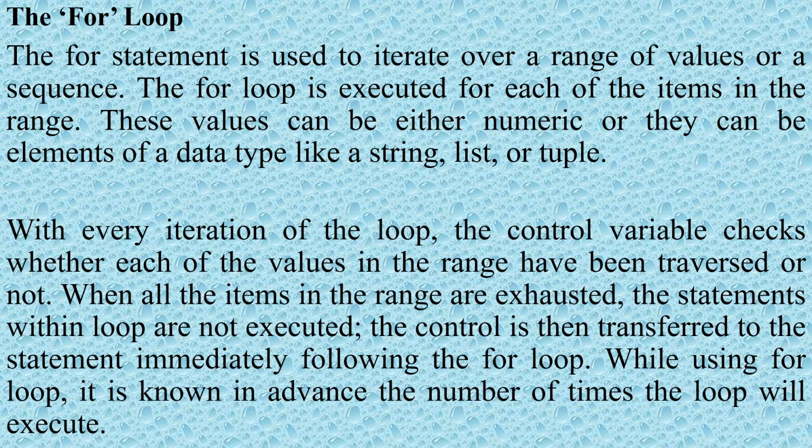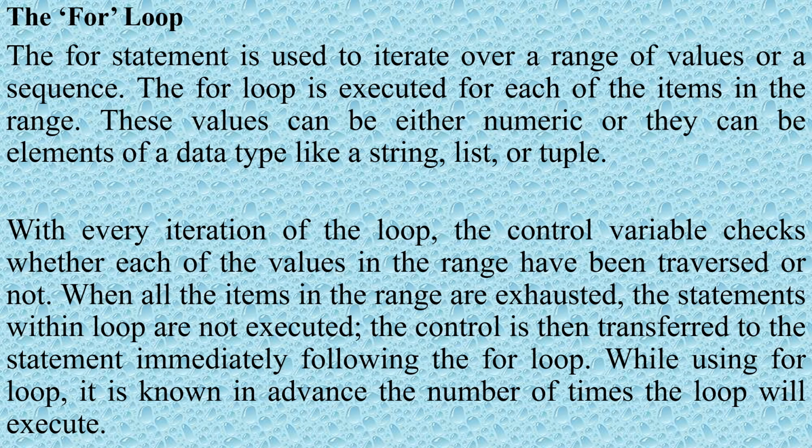That means if these values are present in the range of values, then the for statement is iterated. With every iteration of the loop, the control variable checks whether each of the values in the range has been traversed or not. It means for every iteration it will check the value and see whether those values are present in the range, and it will be iterated only if those values in the range have not been traversed. When all the items in the range are exhausted, the statements within the loop are not executed.